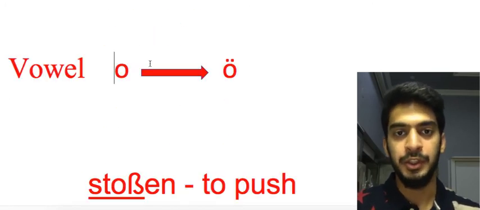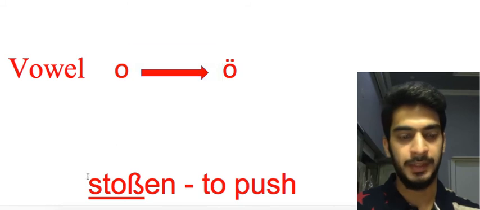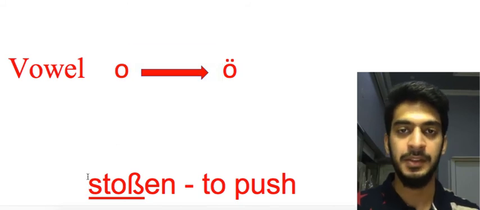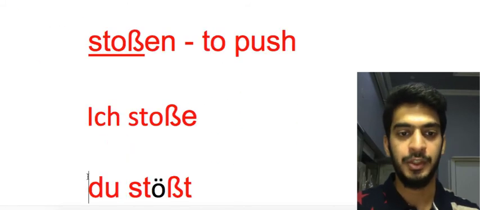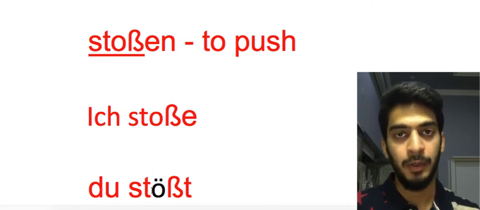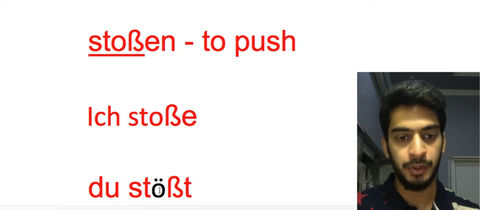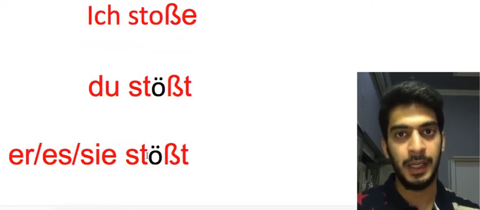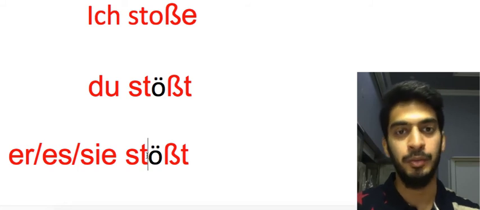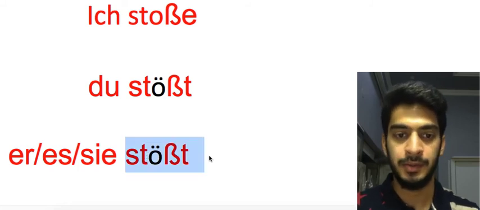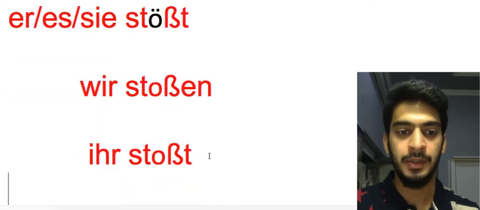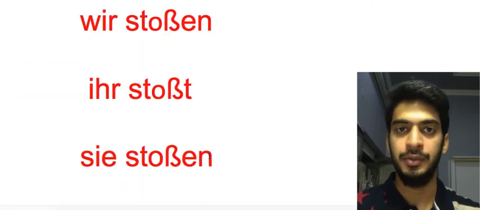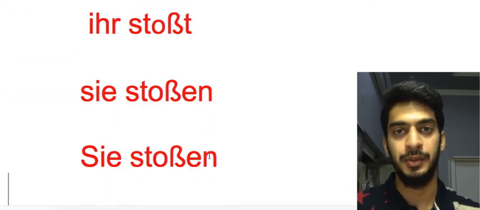Vowel o changes to o with umlaut. Example, stoßen, which means to push. Ich stoße, du stößt. Vowel o changes to o with umlaut. Du stößt. Er, sie, es stößt. Again, the vowel o changes to o with umlaut. Er, sie, es stößt. Wir stoßen, ihr stoßt, sie stoßen, capital Z stoßen.